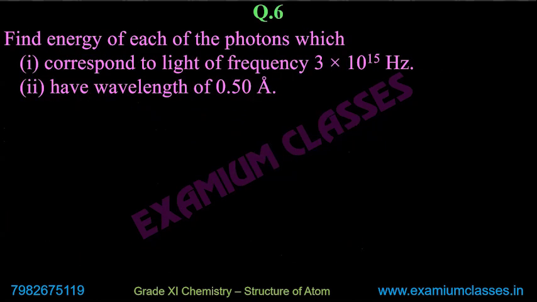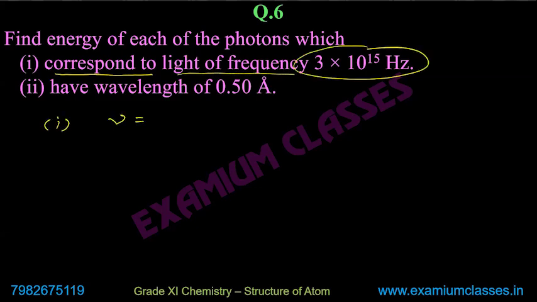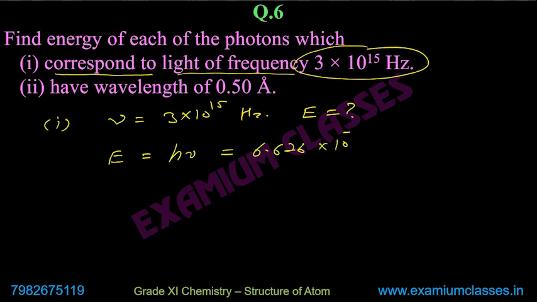Simple question. Next, find the energy of each of the photons which correspond to light of frequency. So in the first case, frequency is given, 3 into 10 to the power 15 hertz, and energy is required. Energy is h nu, that is 6.626 into 10 to the power minus 34 joule second into nu, 3 into 10 to the power 15 hertz. Multiply, get the answer.